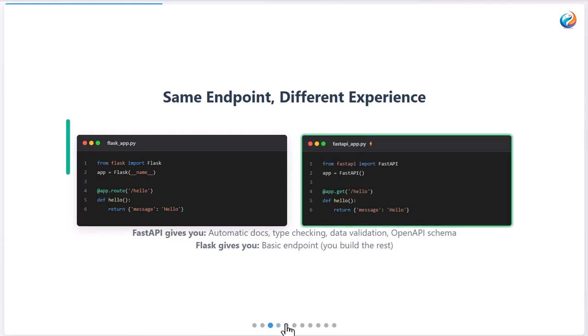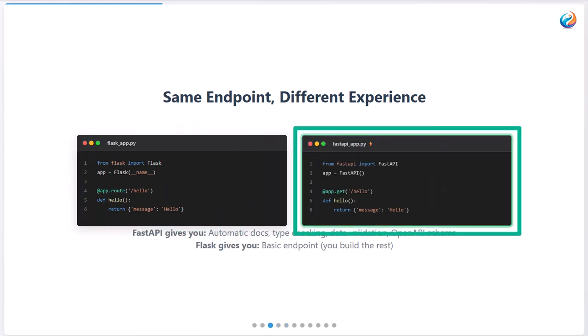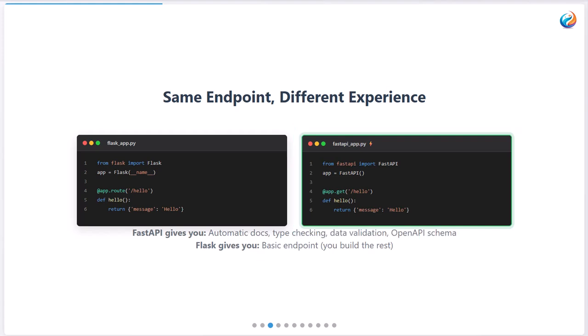Here's the thing, I could write a simple endpoint in Flask in 5 lines. FastAPI needs about the same, but FastAPI gives me automatic documentation, type checking, and data validation for free. Flask, I'd have to build all that myself.